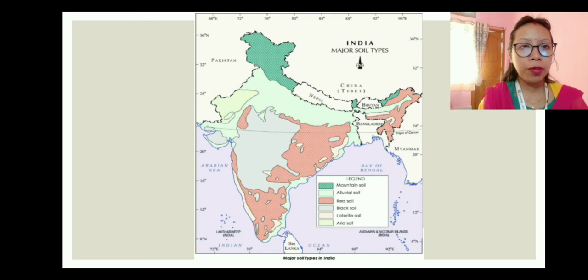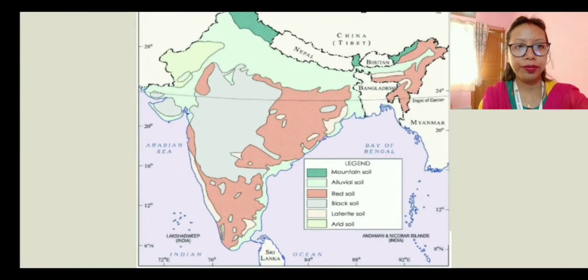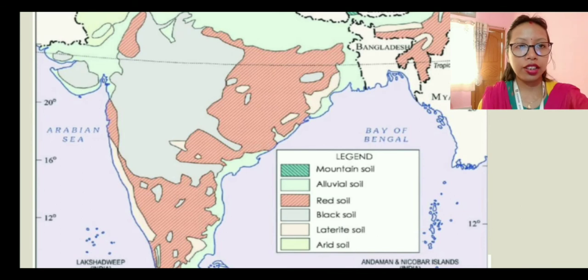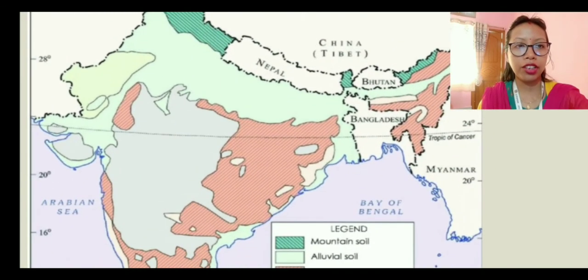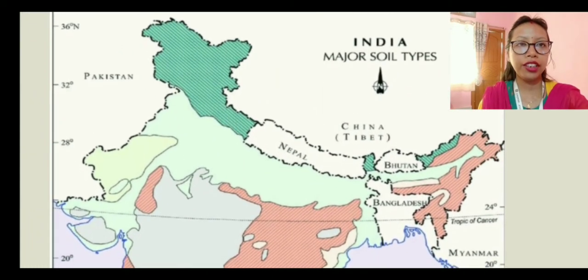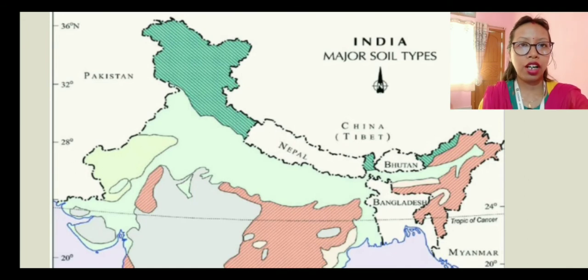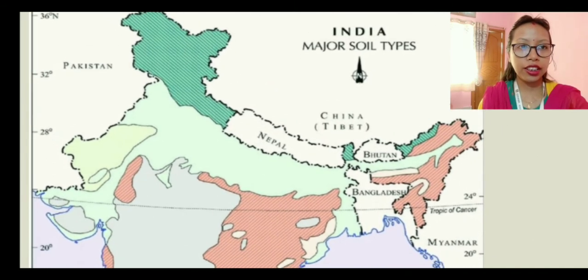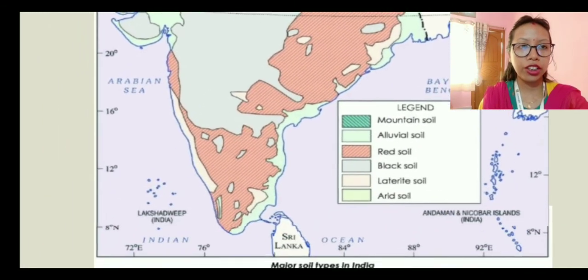Now let us come to the map. Here in your book there is a map where you can see that the different soils are being marked out. If you can look here, follow the legend. The green with stripes, it is the mountain soil, right? So you can find here that the green stripes in the Himachal, even above, near Arunachal Pradesh and like that, you can see the green soil where you will find the mountain soil.